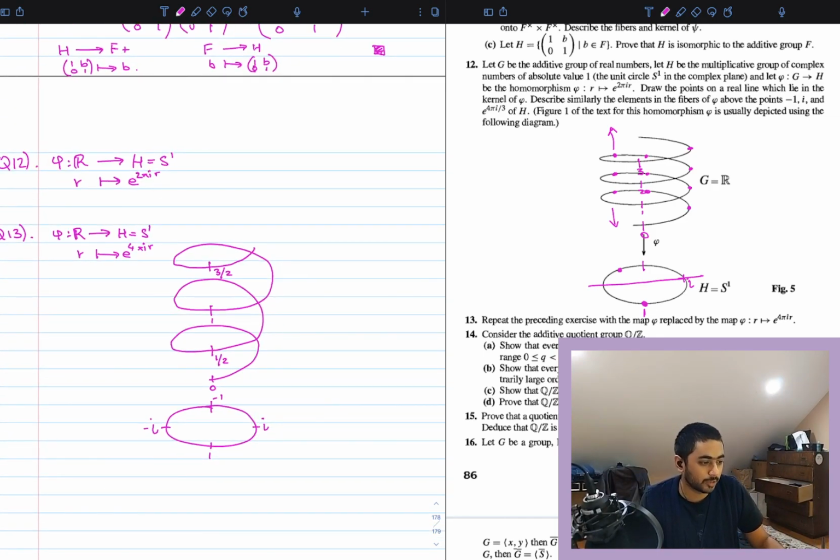And in the same way, the fiber of 1, i.e. the kernel, is all of these points. So 0, 1/2, 1. It's all the integer multiples of 1/2, right? So the kernel of phi is equal to the integer multiples of 1/2. And the fibers you can figure out similarly. Like the fiber of i is going to be 1/4 of the way from 0 to 1/2, then 1/4 of the way from 1/2 to 1, and so on and so forth.